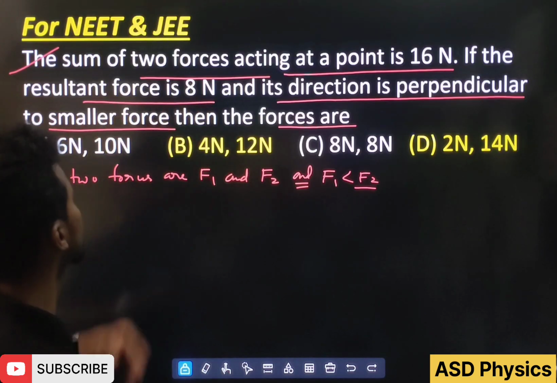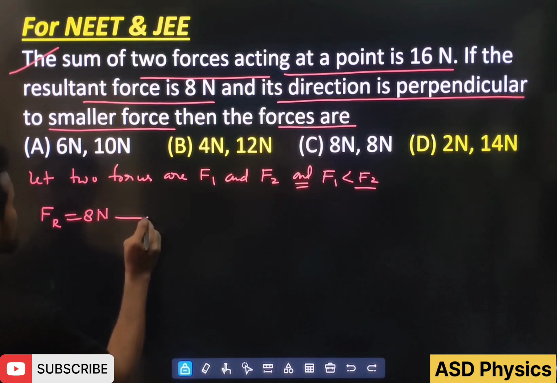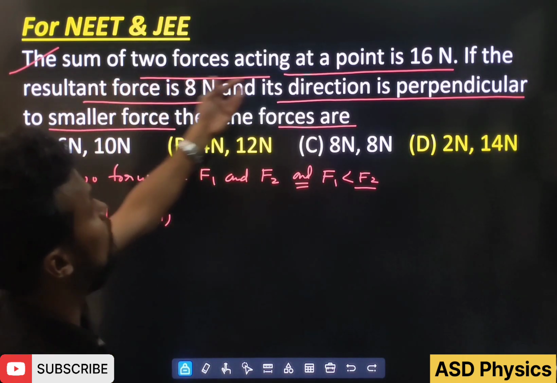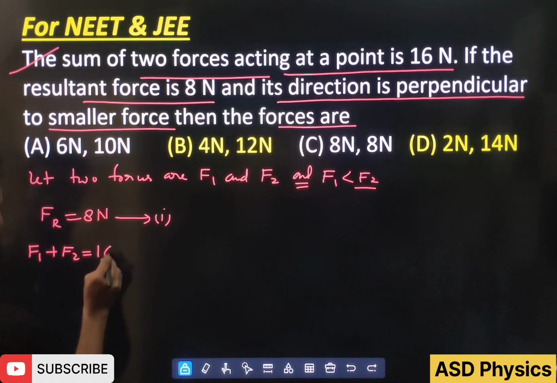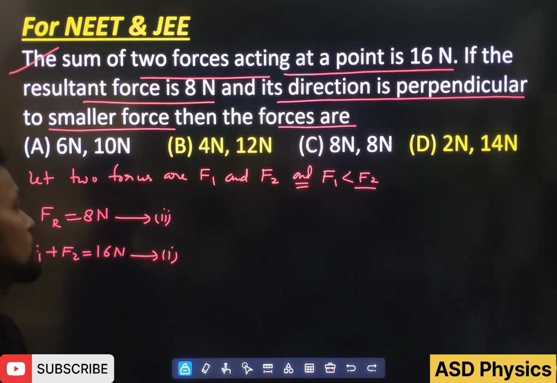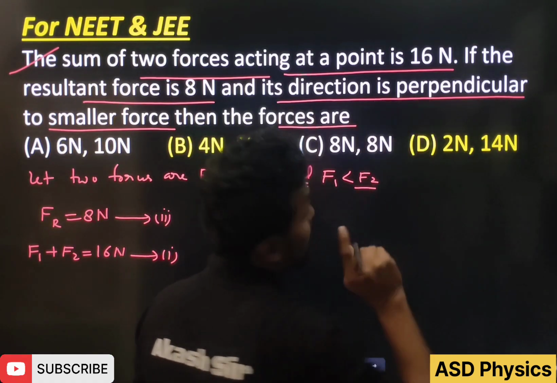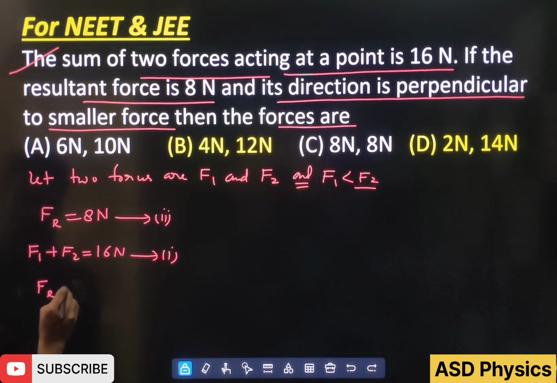After that, what is given? Resultant force is 8 Newton. This is condition 1. And the sum of the two forces, F1 plus F2, is 16 Newton. This is the second equation according to the question. And what they are telling is that the resultant direction is perpendicular to the smaller force. That means this resultant FR is perpendicular to F1. This is the third condition. So we have decoded the question: resultant 8 Newton, sum of the forces' magnitudes 16 Newton, and FR is perpendicular to F1.